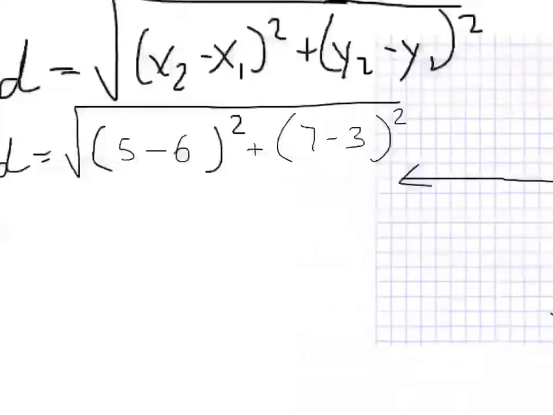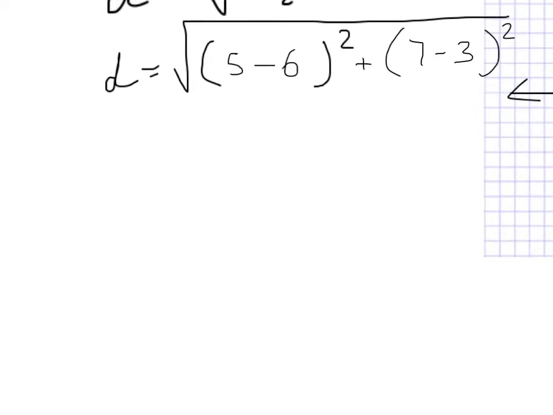So 7 minus 3. Now we can use this formula to solve for D. So D is going to be equal to the square root of... Remember, the square root is like a grouping symbol, so I need to do what's inside. Inside the square root symbol, I have exponents and parentheses. So now I need to do what's inside the parentheses.